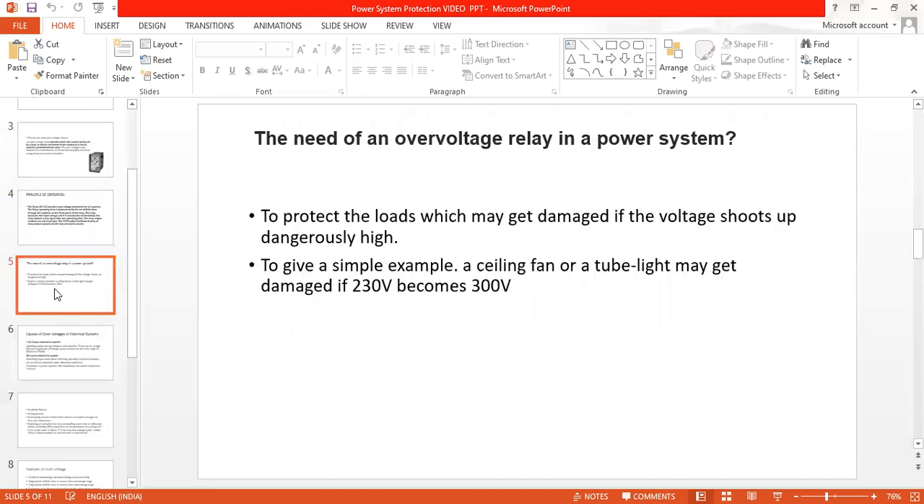Let me explain the need for an overvoltage relay in a power system. We know that overvoltage relay applications are seen in a vast region. Here, we think about loads: to protect the loads which may get damaged if the voltage shoots up dangerously high. It can also be applied to a ceiling fan or a tube light, which may get damaged if 230 volts becomes 300 volts, or it may be a higher value.